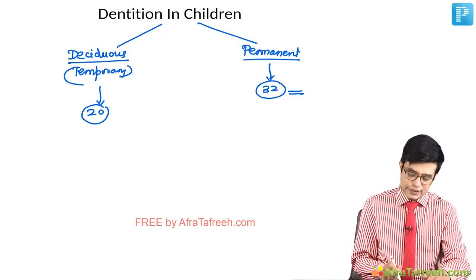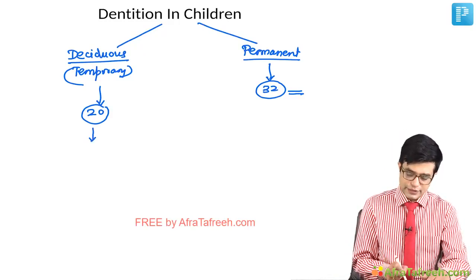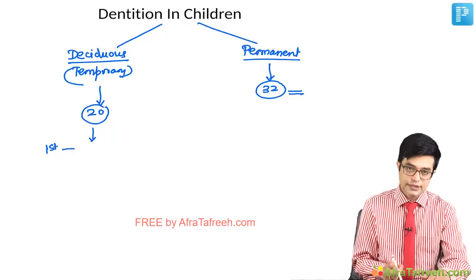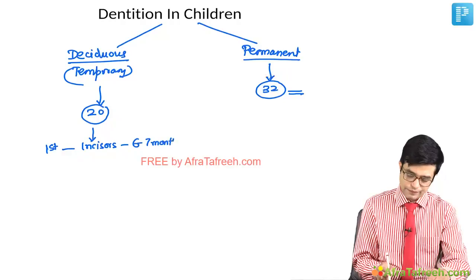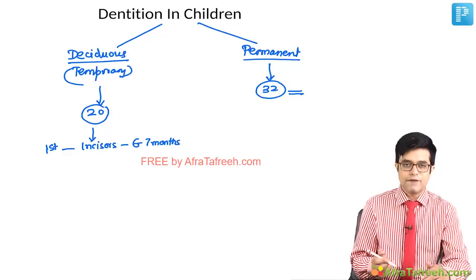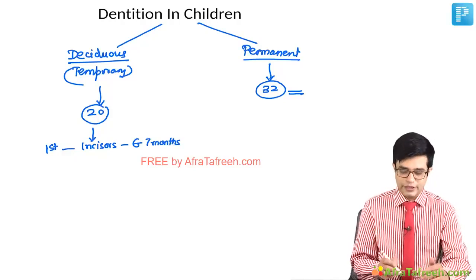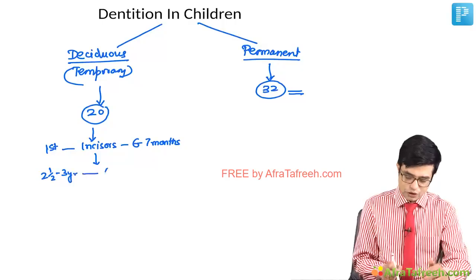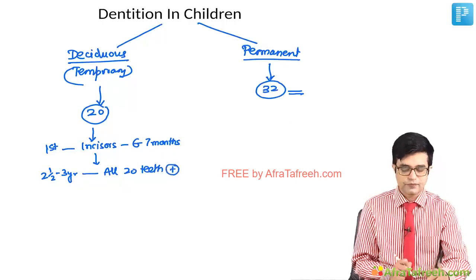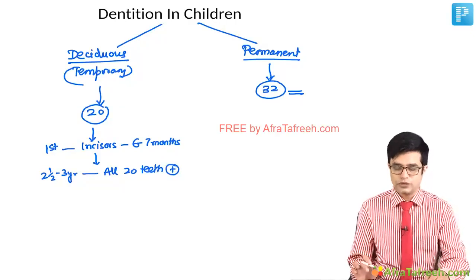Regarding temporary teeth, remember that the first temporary teeth to erupt are the incisors, somewhere around 6 to 7 months of age. And every month you have one tooth erupting, so that by 2.5 to 3 years of age, you have all 20 teeth present in most babies. So this is one thing that you need to know. You may get an MCQ based upon this fact.